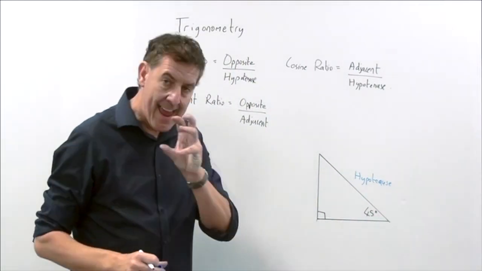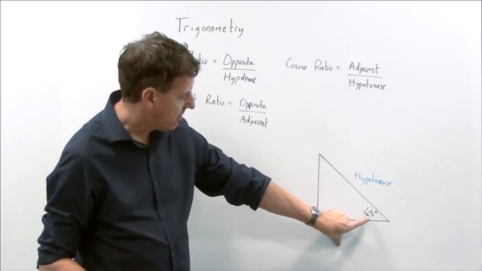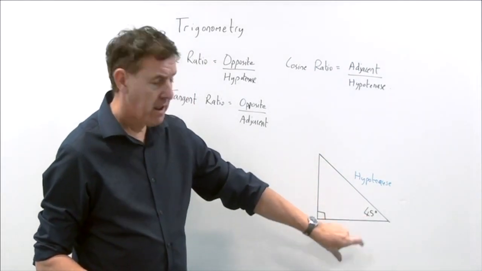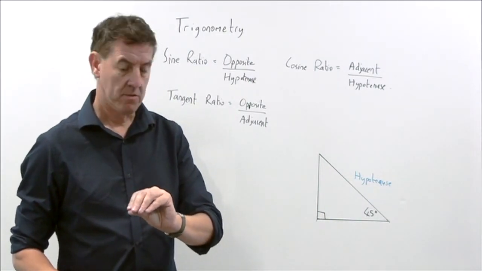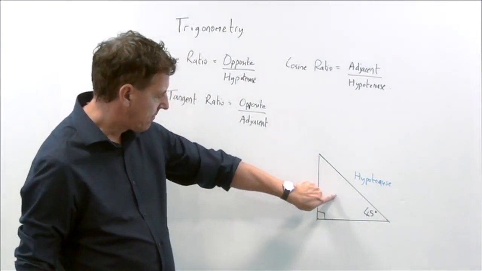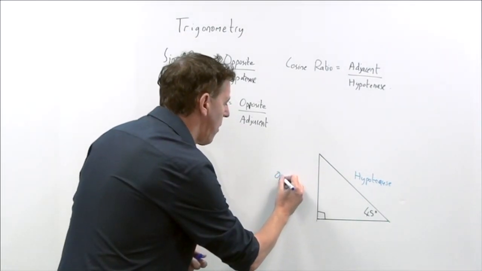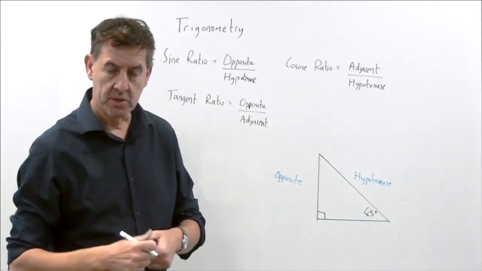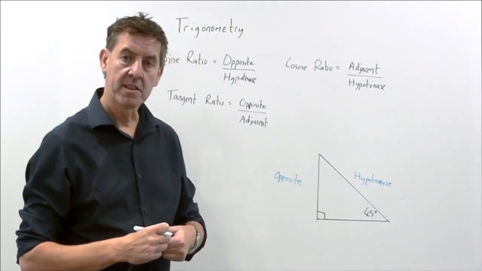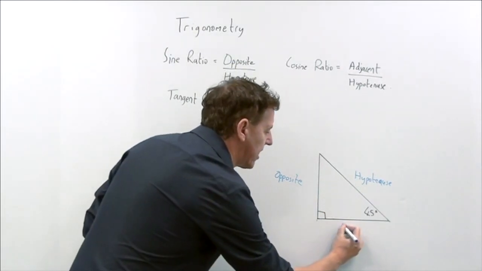Then what I do is I go to an angle that I'm given or asked to find. In this particular case I'm telling you this is 45 degrees, and I label the side that's opposite that angle. So the side that's opposite that 45 degrees is this side here. So this is called the opposite side. And then that only leaves one side left, which is called the adjacent side. The adjacent side being the side next door to the angle. So this is the adjacent side.